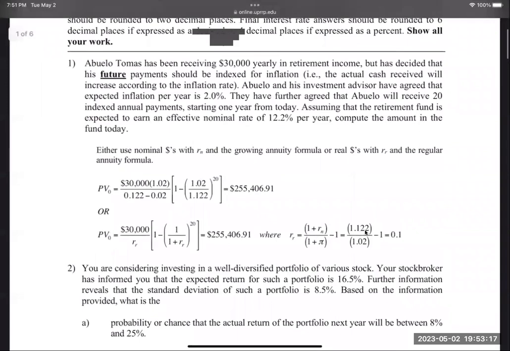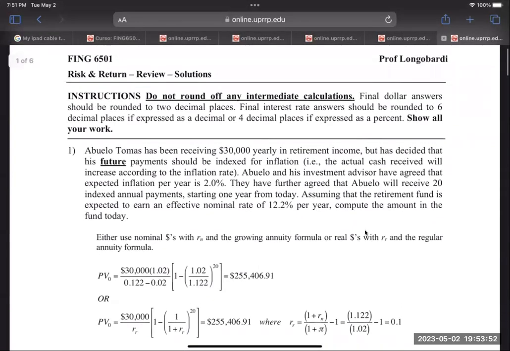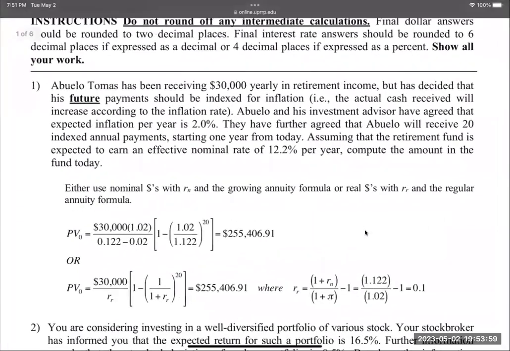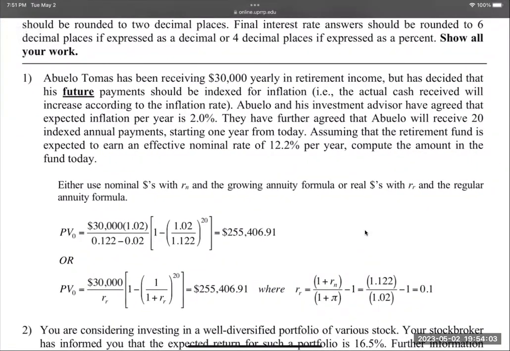There you go. So this is precisely the formula from the discounting inflation handout. You can do this with the nominal rate and the growing annuity, or the real rate where he wants to maintain $30,000 purchasing power. So you use the regular annuity formula with the real rate. Is that okay? You want me to keep that up? Make sense? So that's just the discounting inflation handout.